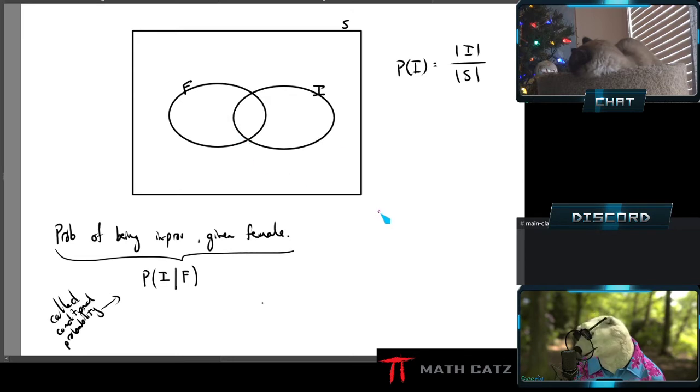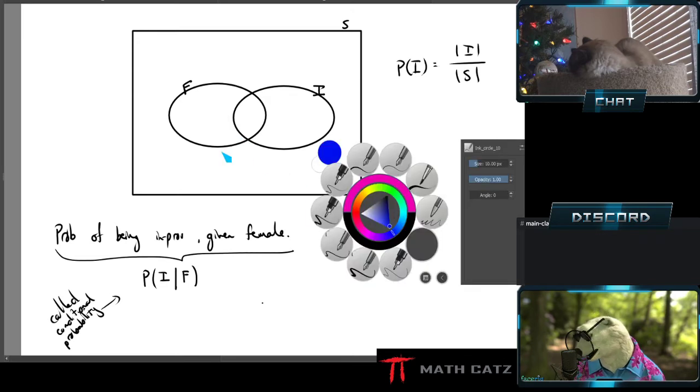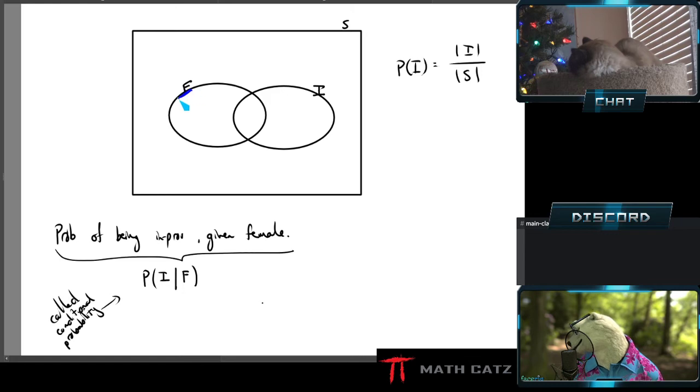Let's make it blue maybe. Some sort of purple. All that matters is the female circle. And I sort of refine my view, reduce my options to this circle because I have extra information. I know for a fact the person that was selected was female.